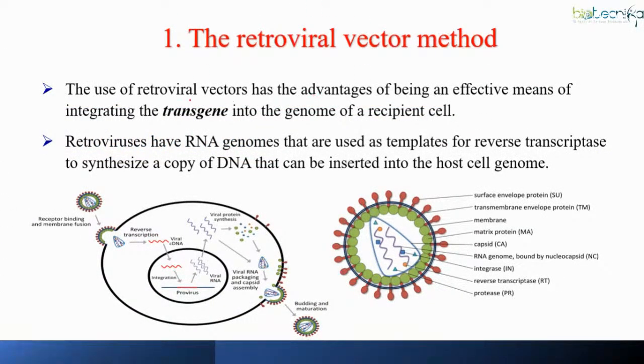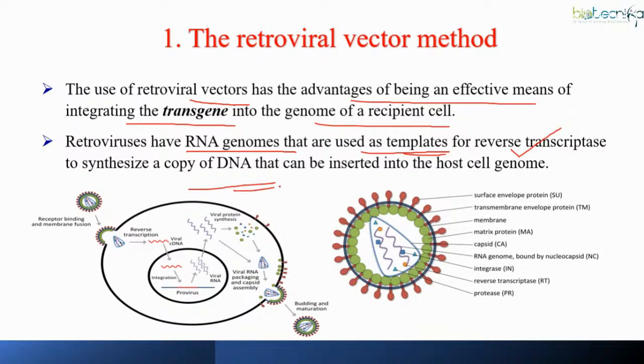The use of a retroviral vector has the advantage of being an effective means of integrating the transgene into the genome of a recipient cell. Retroviruses have an RNA genome, and that RNA genome is used as a template for reverse transcriptase activity to synthesize a copy of DNA to be inserted into the host.